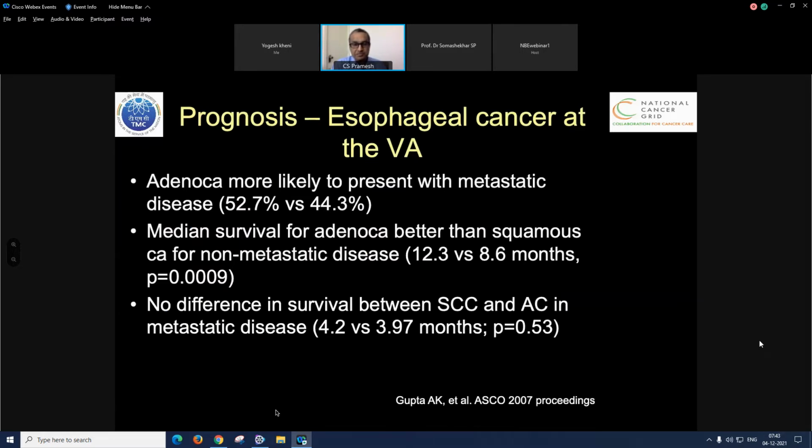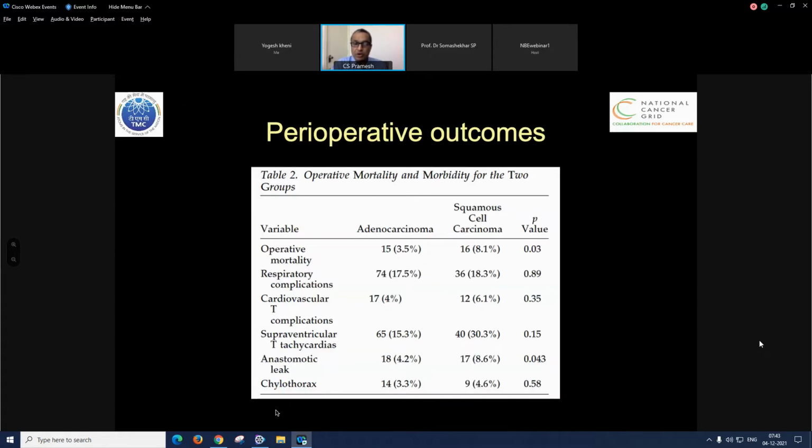cell cancers. And there is no difference once it is metastatic; there is no difference in outcomes between squamous and adenocarcinomas. Perioperative outcomes are also fairly different. The perioperative mortality with squamous cell cancers is higher than with adenocarcinomas. Respiratory complications are more or less similar.